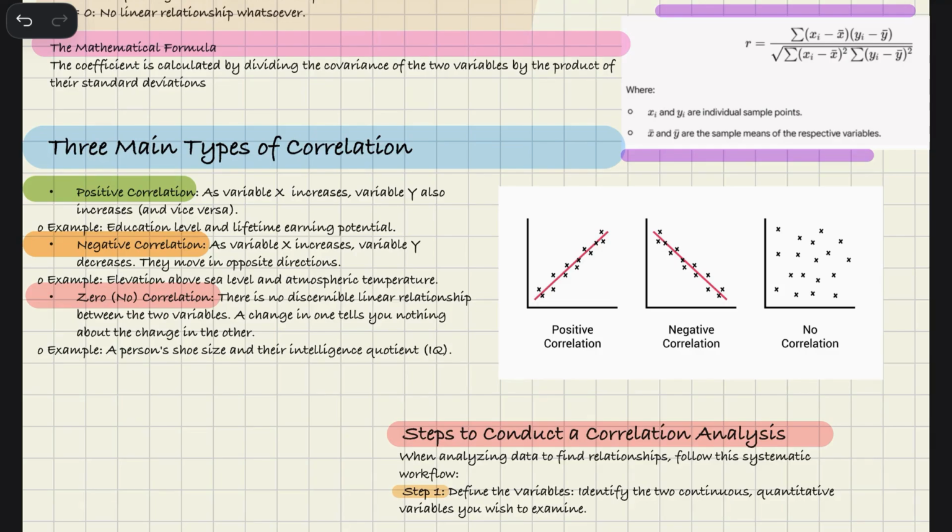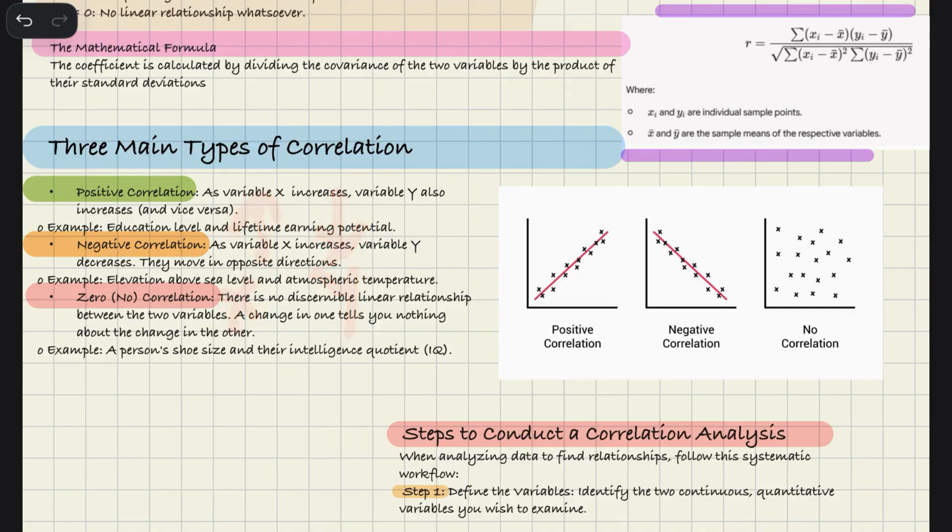A classic example is education level and lifetime earning potential. Generally, as years of education go up, earnings also go up. So this is a positive correlation. Next we have negative correlation. This is an inverse relationship, so the variables move in completely opposite directions. As variable x goes up, variable y goes down.